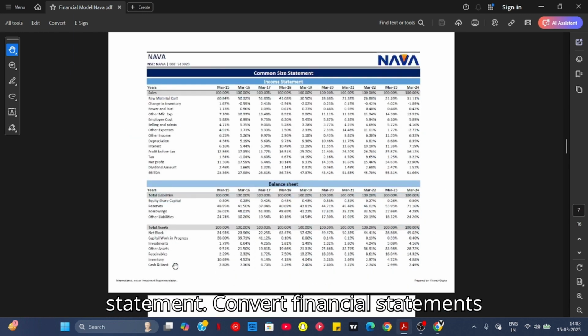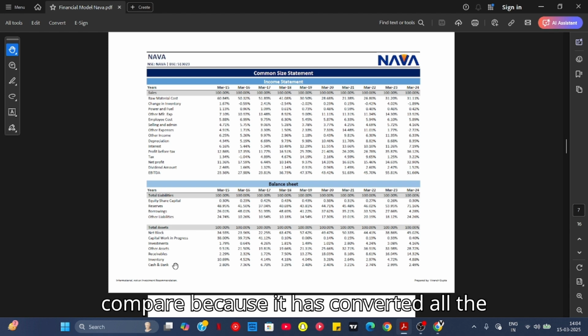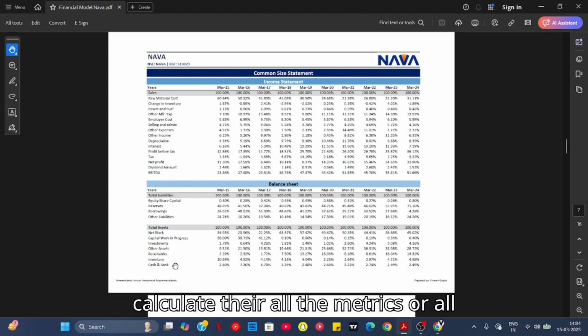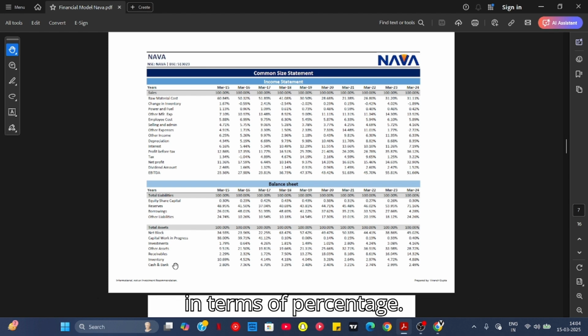Then I have a common size statement. It converts financial statements into a percentage format where each item is shown as a percentage of the total revenue. It allows for easy comparison between companies of different size. For example, if I compare Nava with any other company which is bigger or smaller than Nava, the common size statement would be an easy metric to compare because it has converted all the values into percentages. The same we can do with the other company, where we can calculate all their statements into percentages. So we can easily compare which company is bigger and which is doing better business in terms of percentage.